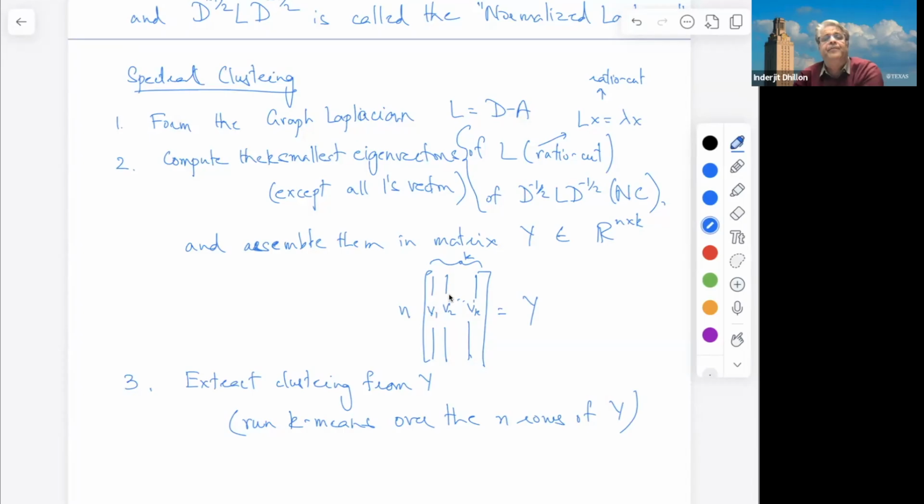So the way you can think of it is the following. I construct this graph Laplacian D minus A. To minimize the ratio cut, I compute the smallest eigenvectors of L. If I'm trying to minimize the normalized cut, I take the normalized Laplacian and compute the k smallest eigenvectors of this. Then I assemble them in this matrix. The ith row of this matrix can be thought of as a low dimensional, k-dimensional representation of the ith vertex. So from a graph, you've gone to a vector representation, and then you can run k-means over the n rows and you'll get a partitioning of Y.